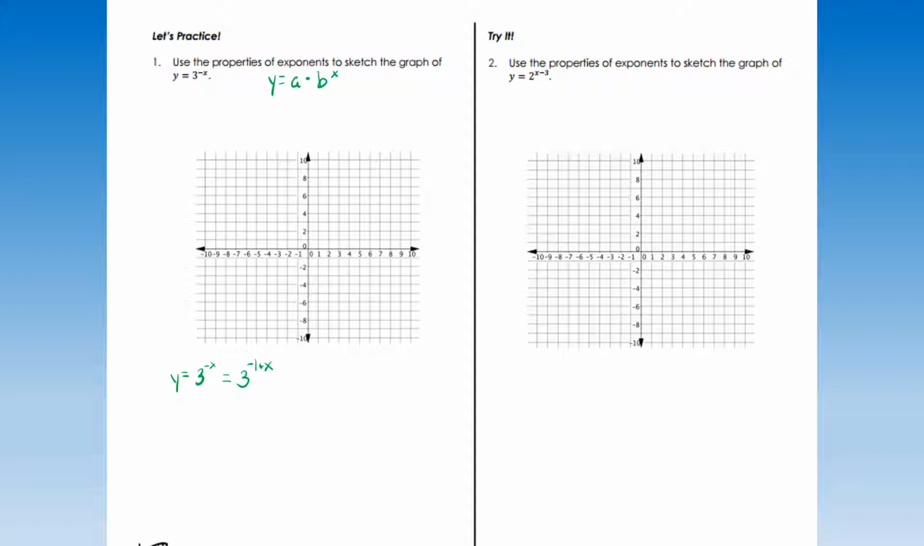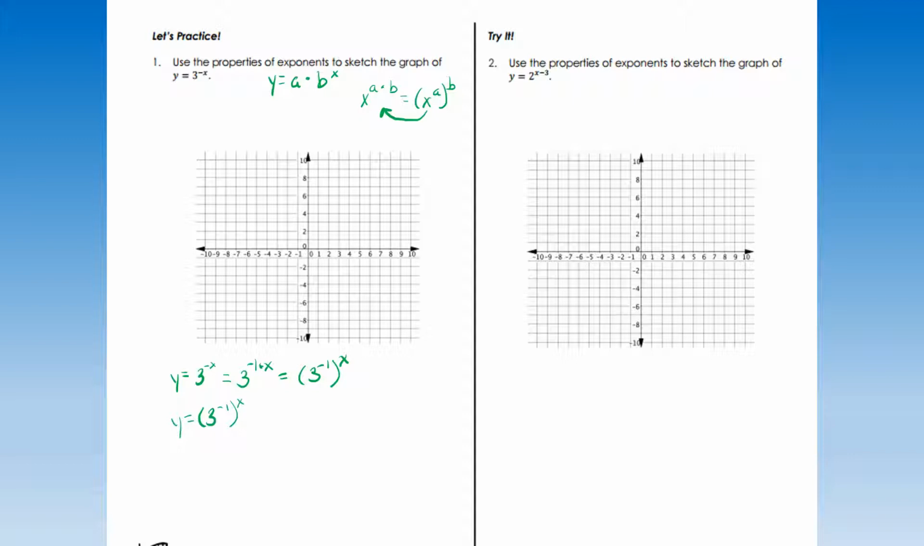And now let's think about our rules for exponents. Which property has me multiplying powers? Well, that's if we had a power raised to another power. Right? If we had x to the a then raised to the b, I would multiply a times b. Well, that's what I'm doing here. I'm doing -1 times x. That means that this could be rewritten as 3 to the negative first and then raised to the power of x. Okay, so now we've got y equals 3 to the negative first to the x power.